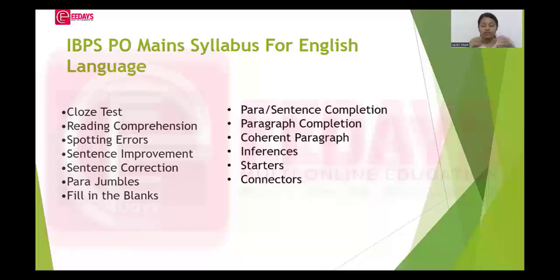Again, when it comes to para jumbles, there are many logical tricks, like looking into the first word and trying to figure out the conjunctions. So that we'll be discussing in detail in the upcoming classes.